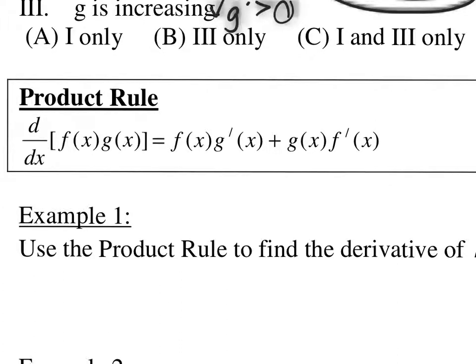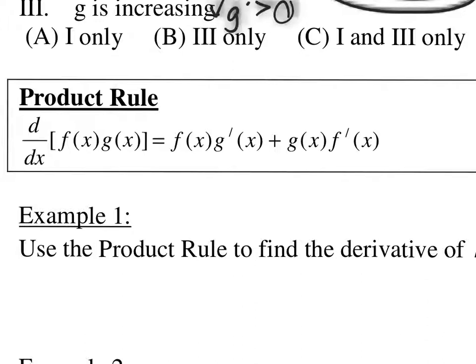Now, you'll see people use a little different notation. Sometimes you'll see them use U and V instead of F and G. Sometimes they'll reverse the order of this. For example, they might say F prime G plus FG prime. That's the way I learned it, but the way the text has it for us is F times G prime plus G times F prime.